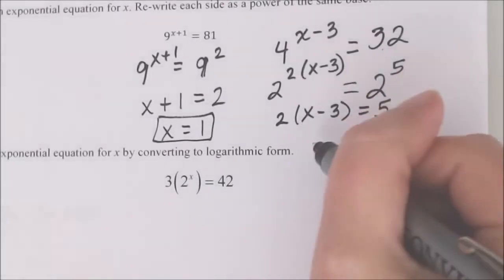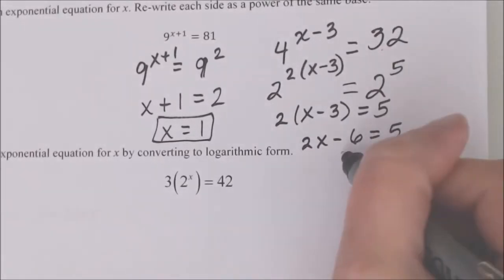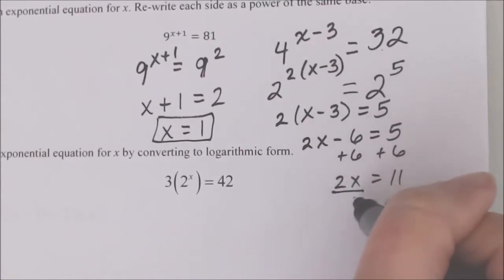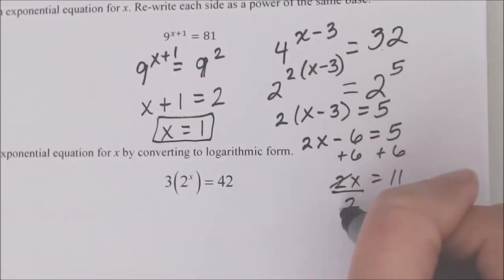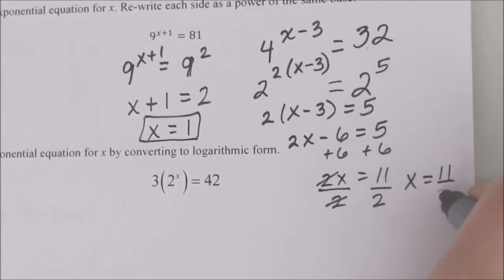We can distribute the 2, so we get 2x minus 6 equals 5. Add 6 to the other side, we get 2x equals 11. Divide by 2, and we get x equals 11 halves, and that would be our solution.